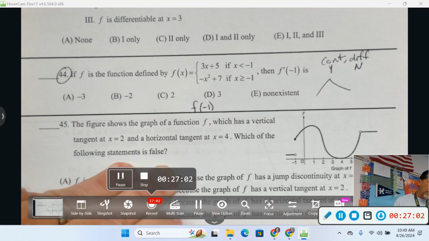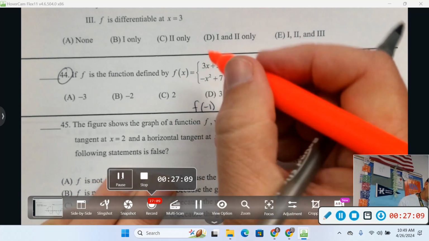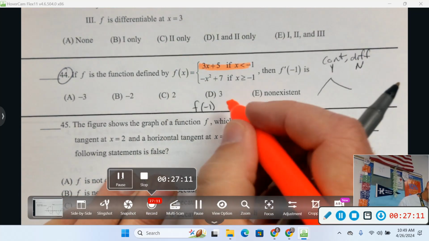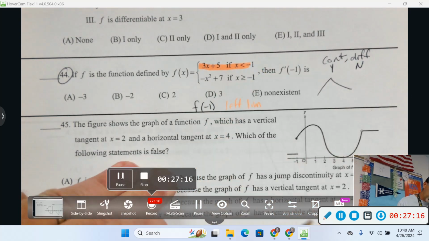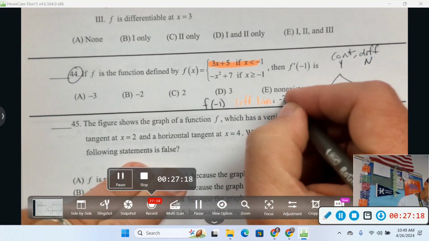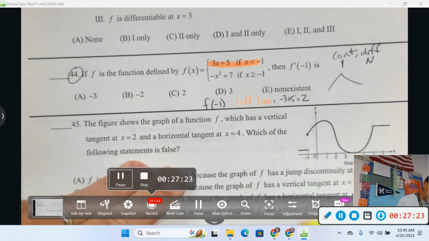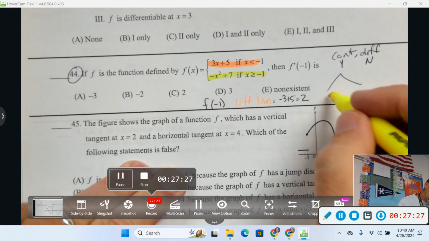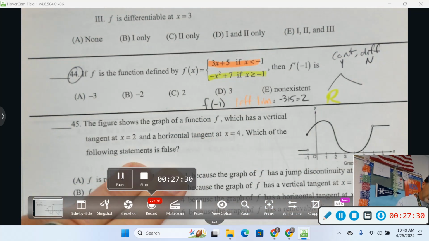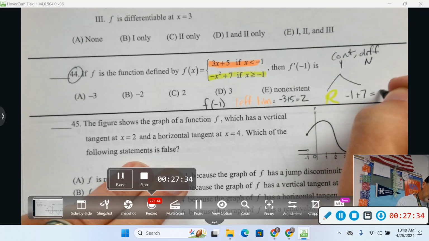I should phrase that differently. I need to check the limit from both sides. That's a better way to say that. So let's see, when x is less than 1, this would be the left limit. If I plug in -1, I get -3 plus 5, which is 2. The other one would be the right limit. So coming from the right, that would be -1 plus 7, which is 6.